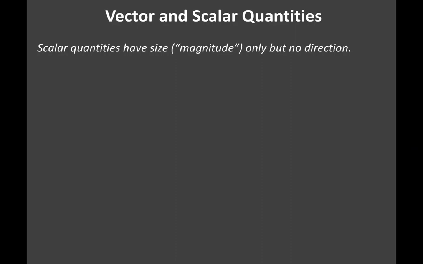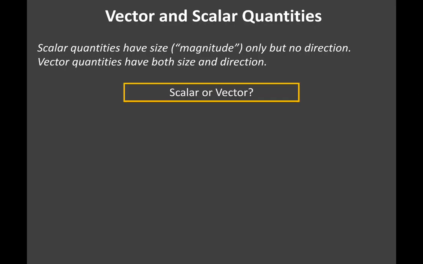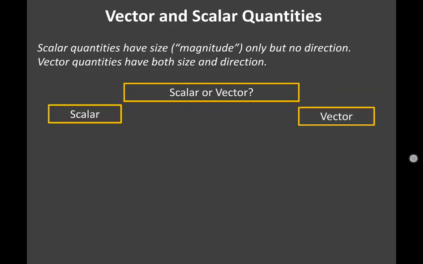So let's get started with vector and scalar quantities. What do we mean by scalar quantity? When we say scalar quantity, we mean quantities that have only size or magnitude, but they don't have to have a direction. Vector quantities have both size and a direction. Let's distinguish between some quantities, whether they are scalar or vector quantities.